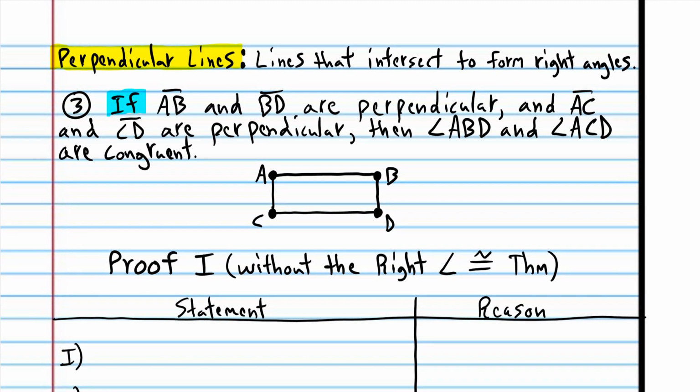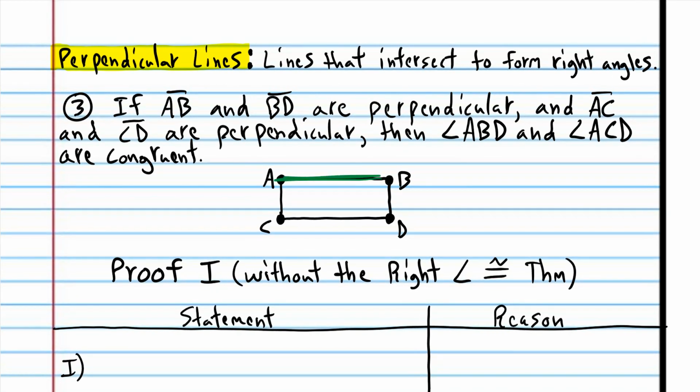All right, so if segment AB and segment BD are perpendicular, what that means is we have AB here and we have BD here, and they're perpendicular. So this angle is 90 degrees. That's all that means. And you can actually write a box there if you want to remember that. So this angle is 90 degrees. That's what that means.